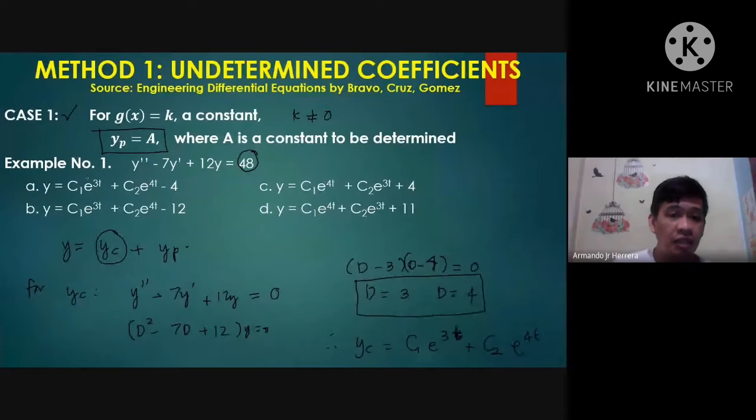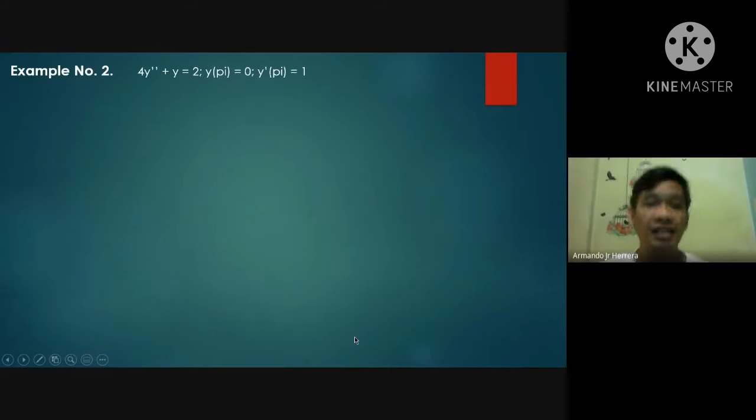C1 e to the 3t, C2 e to the... that's not the correct answer. So C1 e to the 4t plus C2 e to the 3t plus 4. So the answer is letter C. Di ba sabi natin, pwede natin magkapalit yung constant 1 kay constant 2. So therefore, our answer is letter C. Let's proceed with our next example.